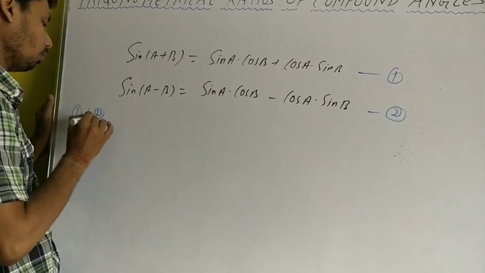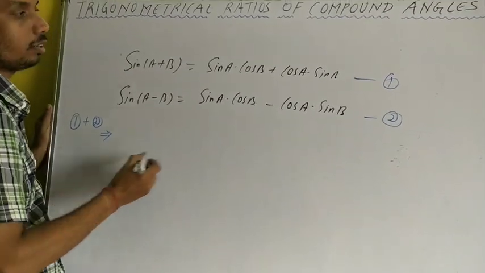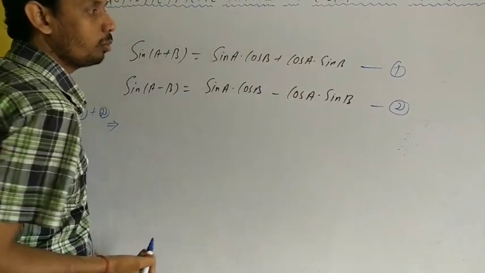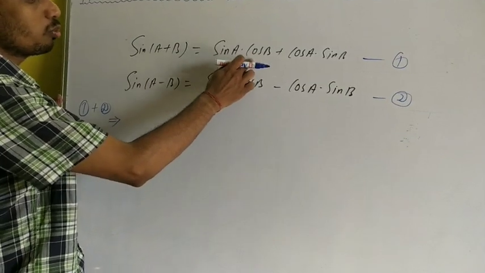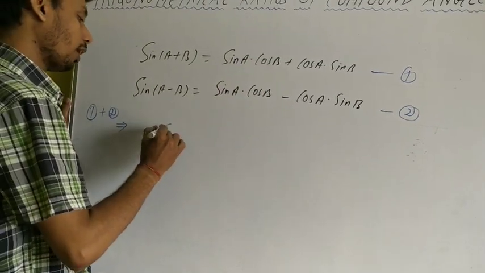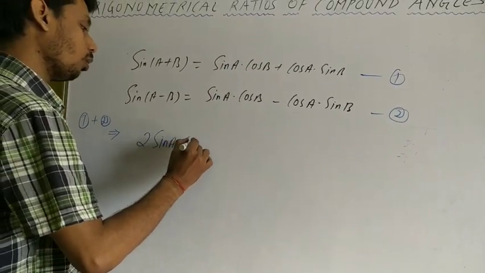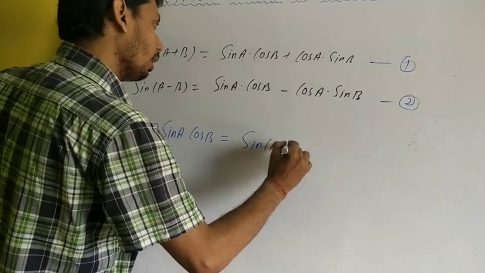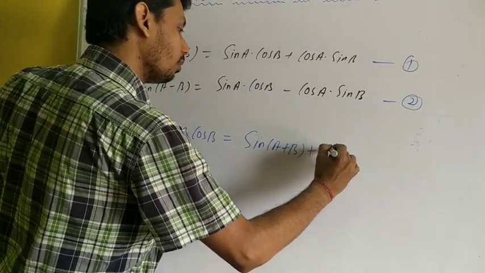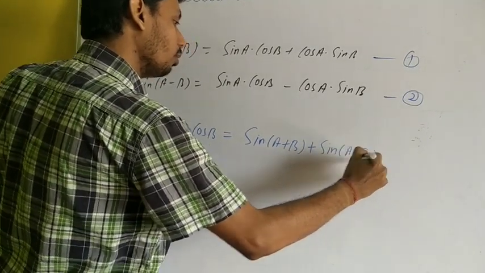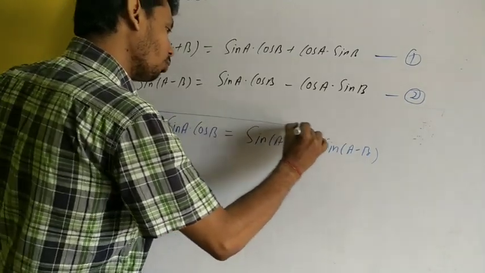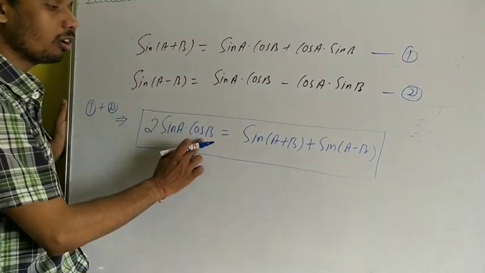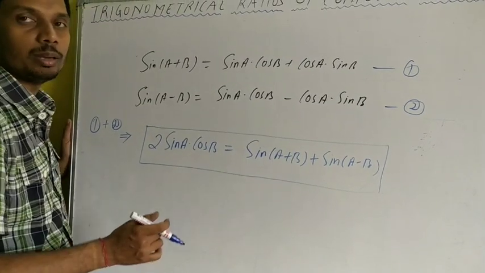So 1 plus 2 implies, if we add these two, minus cos A sin B and plus cos A sin B will be cancelled. Sin A cos B, sin A cos B, so twice of sin A cos B is equal to sin(A+B) plus sin(A-B). This is one of the formulas which you have to remember: twice of sin A cos B is equal to sin(A+B) plus sin(A-B).